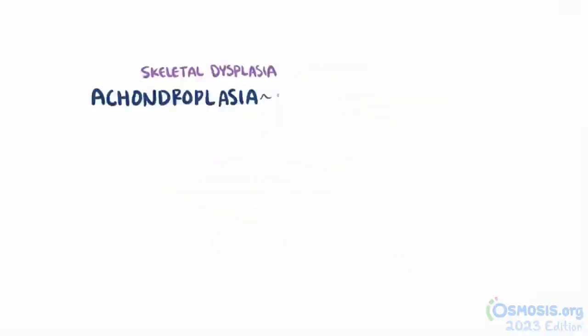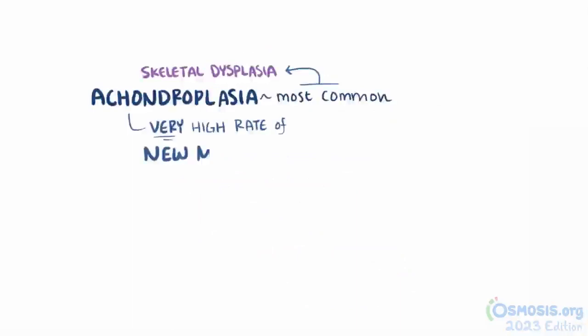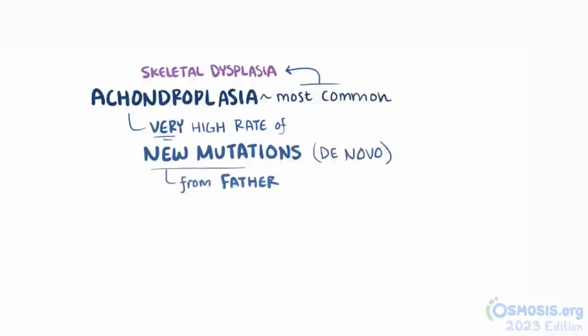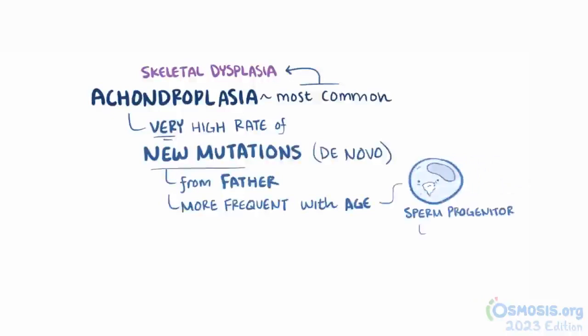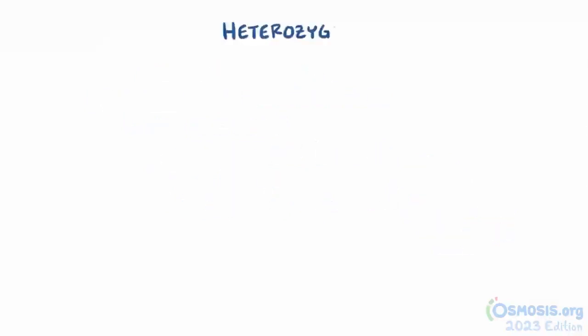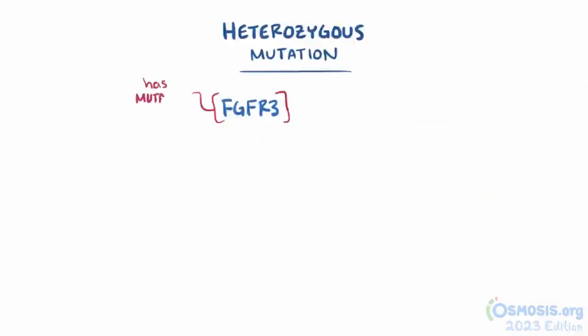Achondroplasia, though, is actually the most common skeletal dysplasia, and this is because of an incredibly high new mutation rate. New or de novo mutations come from the father, and get more frequent with increased paternal age, since sperm progenitor cells have more and more time to acquire mutations. Now, with achondroplasia, remember that it's a heterozygous mutation, meaning they have one copy of the FGFR3 gene with the mutation, but the other copy is normal.